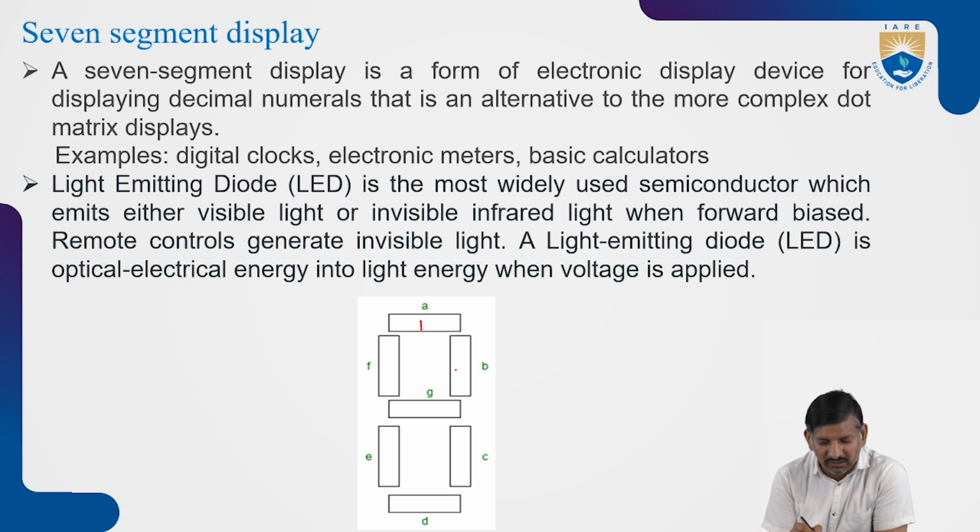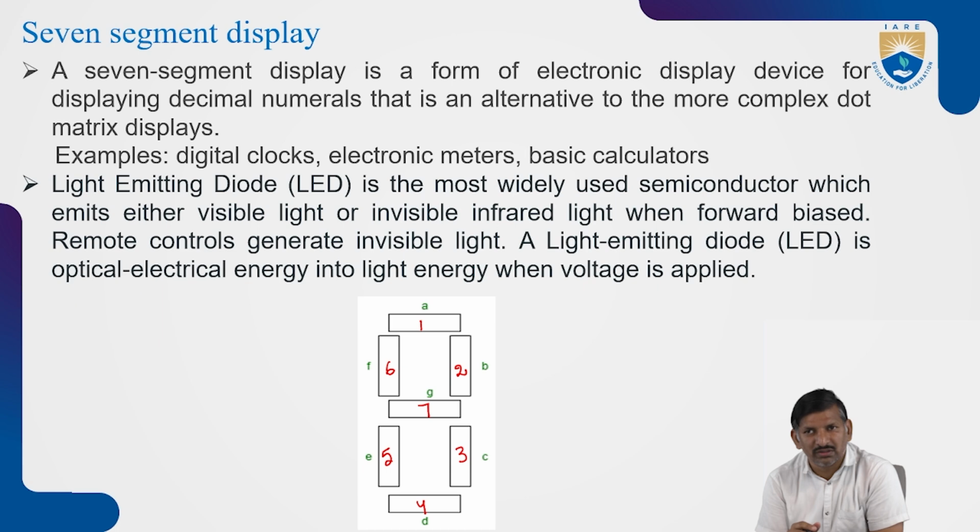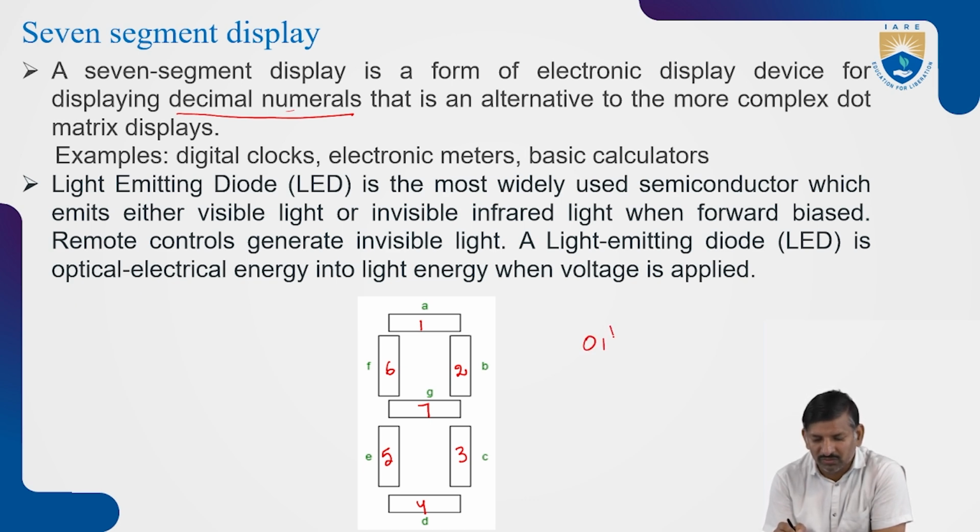This is the first segment, this is the second segment, third, fourth, fifth, sixth, and seventh segment. So we are using 7 LEDs here to display digits, either decimal digits or letters like 0, 1, 2 up to 9, and similarly A, B, C, D, F. To display the digits and letters, we are using this 7 segment display.